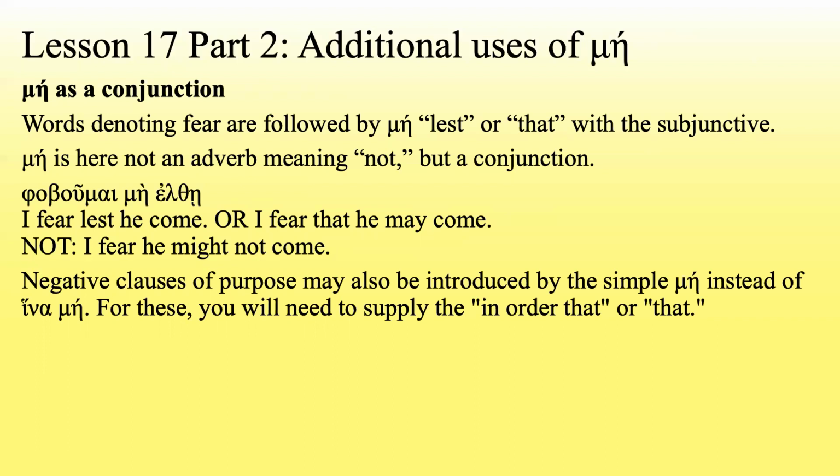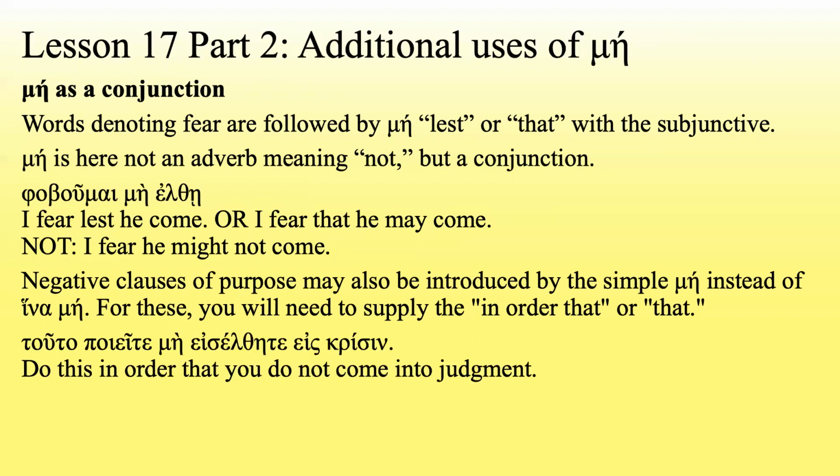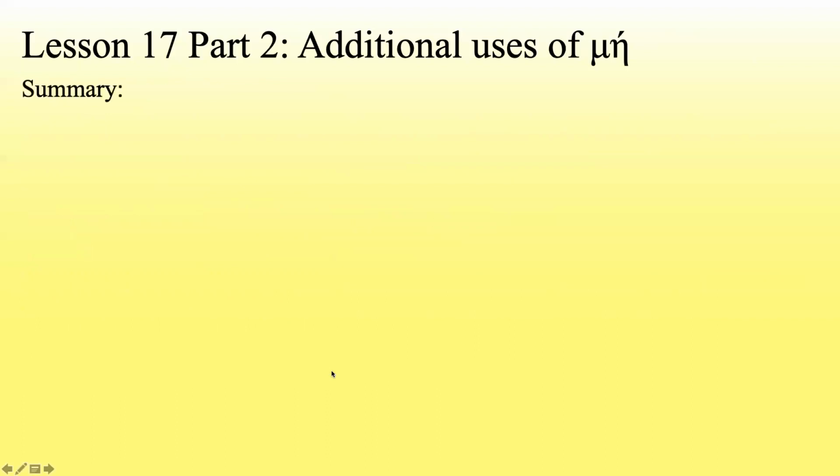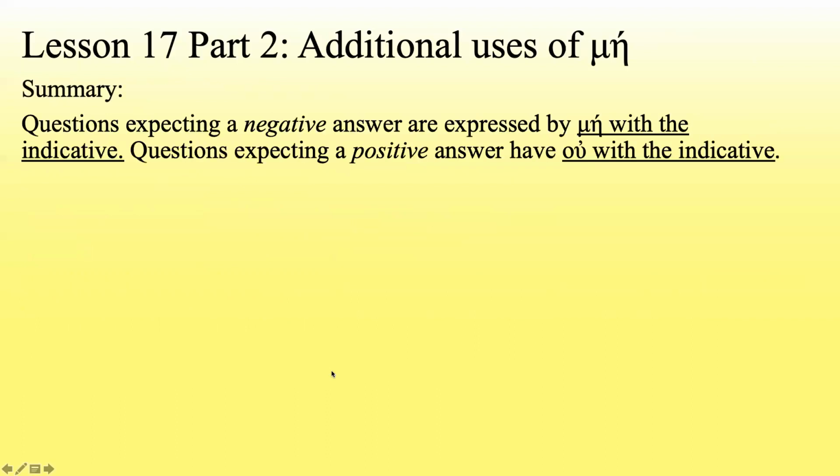Negative clauses of purpose may also be introduced by the simple mē instead of hina mē. For these, you may need to supply in order that or that, just if it fits best that way. So do this in order that you do not come into judgment, but the not is actually part of the sentence in there.